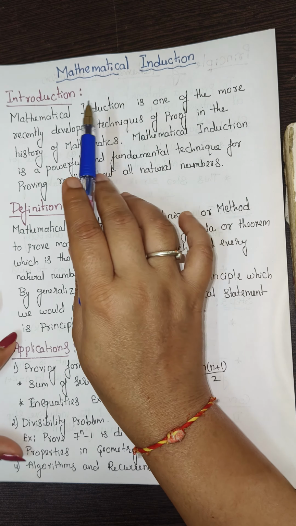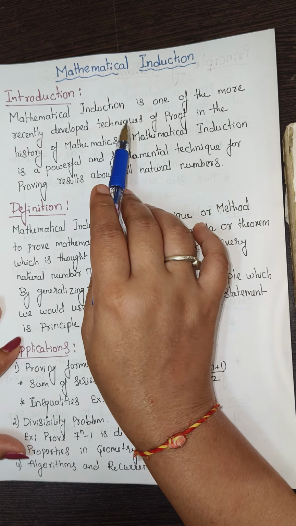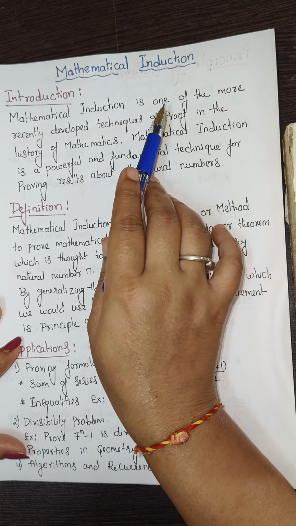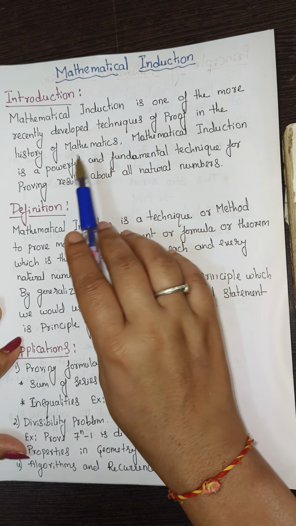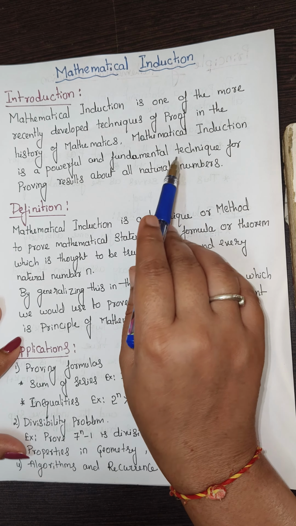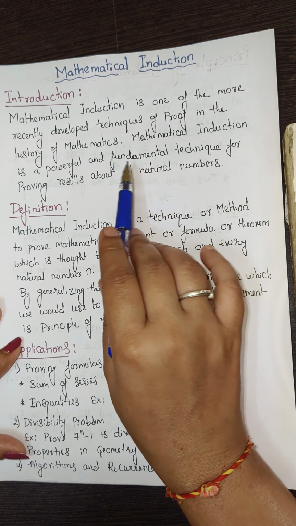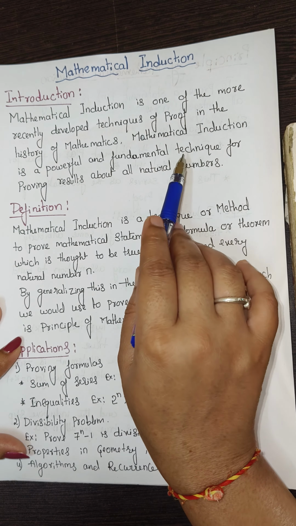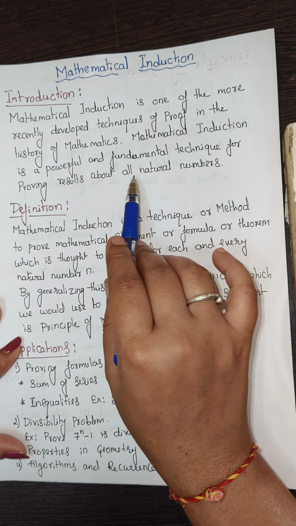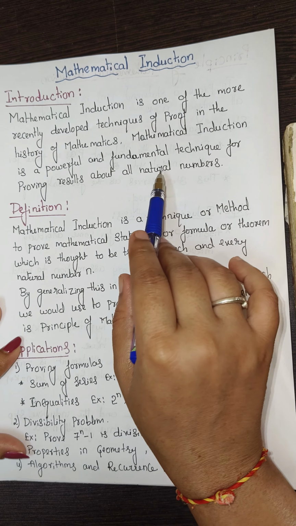It is one of the more recently developed techniques. You can call it a technique, tool, or method, which was recently developed in the history of mathematics. Mathematical induction is a powerful fundamental technique of proving results about all natural numbers. We have to prove the results or statements for all natural numbers only. Natural numbers means counting numbers like 1, 2, 3, which are positive integers only.